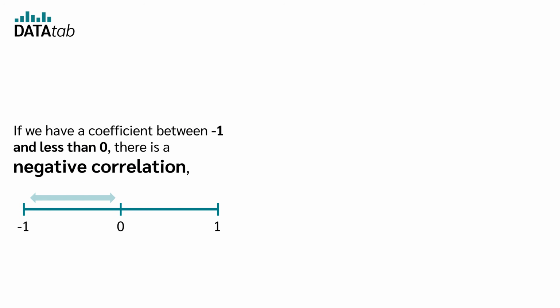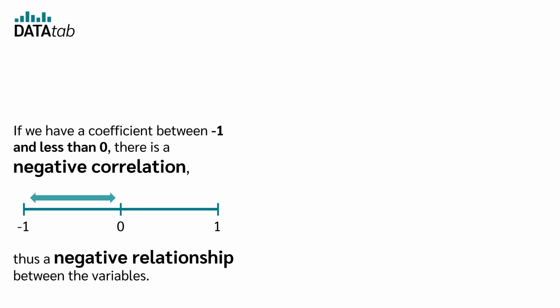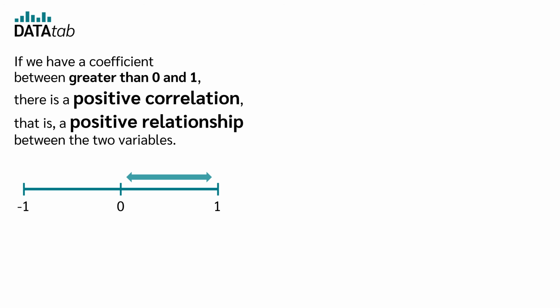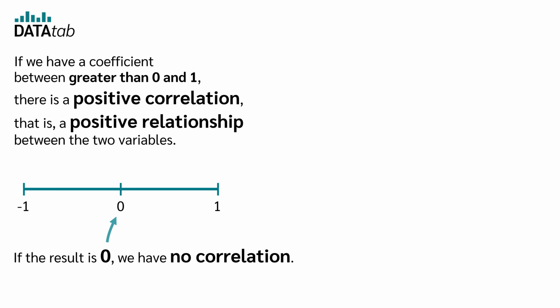If we have a coefficient between -1 and less than 0, there is a negative correlation, thus a negative relationship between the variables. If we have a coefficient greater than 0 and up to 1, there is a positive correlation, that is, a positive relationship between the two variables. If the result is 0, we have no correlation.